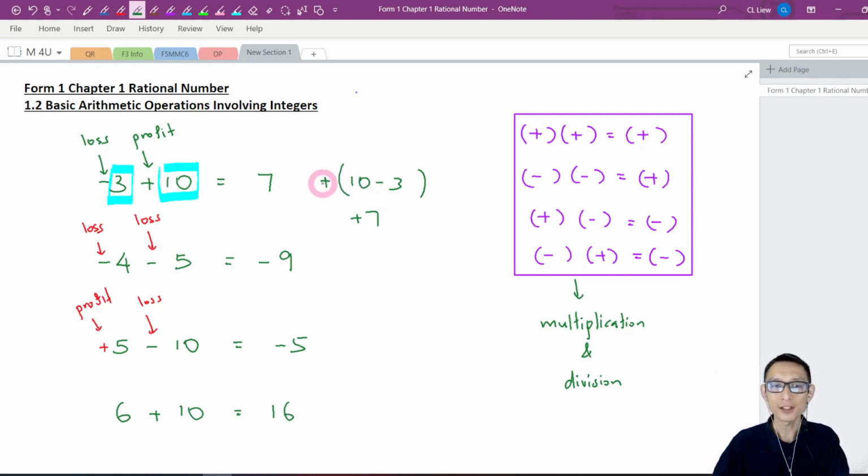So why does the sign always follow the larger number? You can think this way. If the profit is more than the loss, the final answer will be a profit, right? Getting a profit, so definitely it's positive.